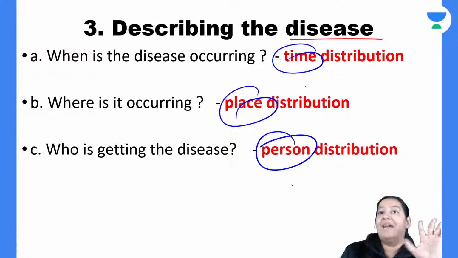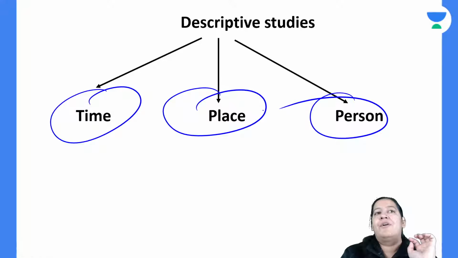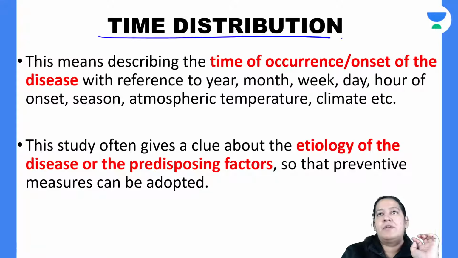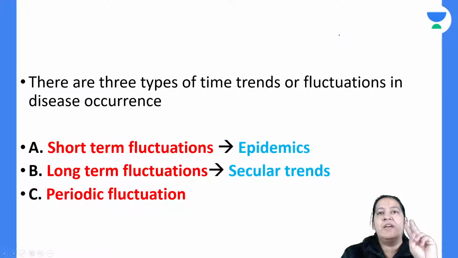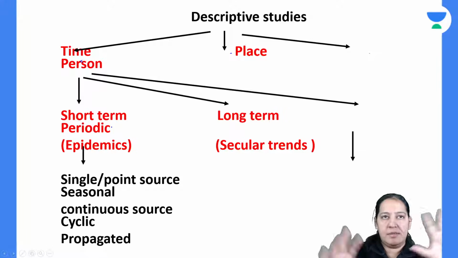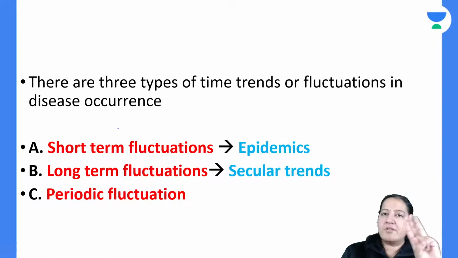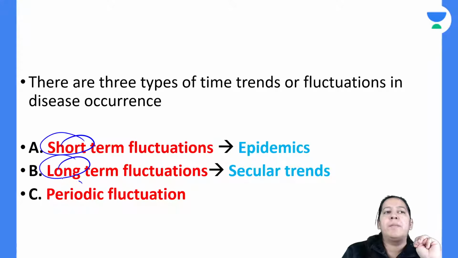All three are very big. Let me start with time. You have to see there are three types of time. Time, place, person we will take later. The structure is not good. There are three types of time: short term, long term, and periodic.